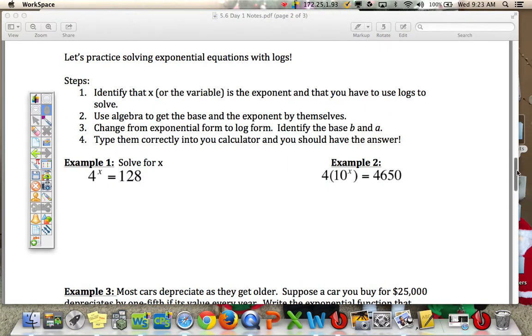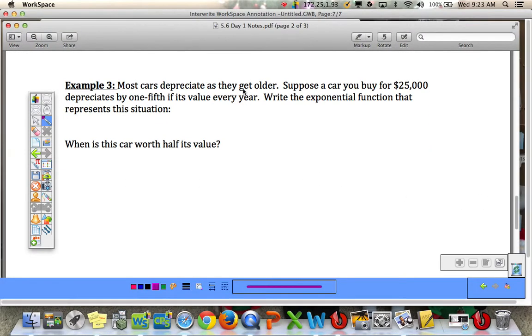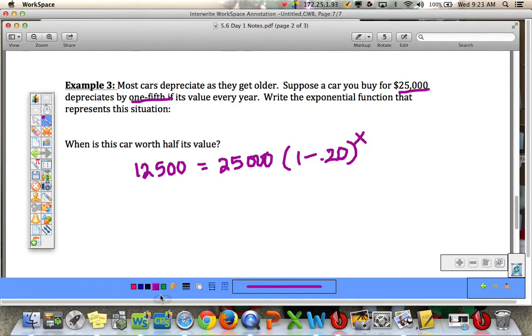Okay, let's try it with word problems. So this is the warm-up. Most cars depreciate in value as they get older. Suppose you buy a car for $25,000. It goes down 1/5 of its value every year. Write the exponential function. And when is the car worth half its value? All right. Well, half of 25,000 is 12,500. That equals 25,000 times 1 minus the 20% per year, and x is number of years.